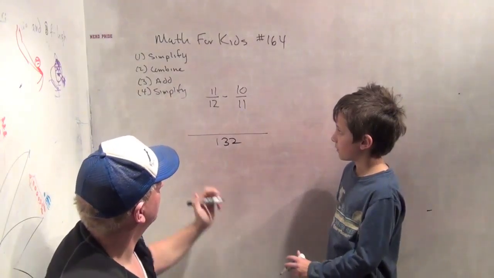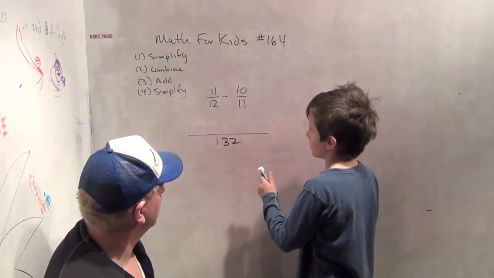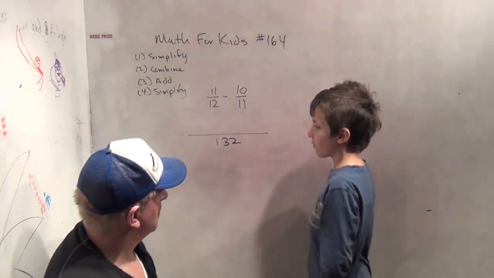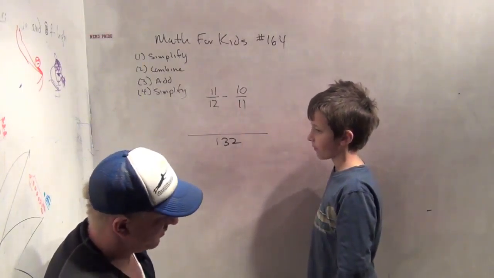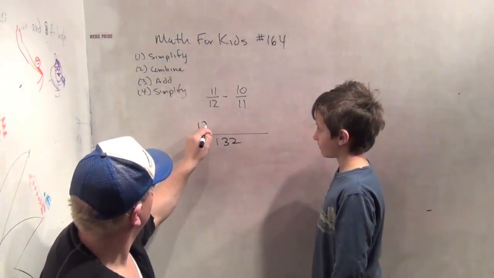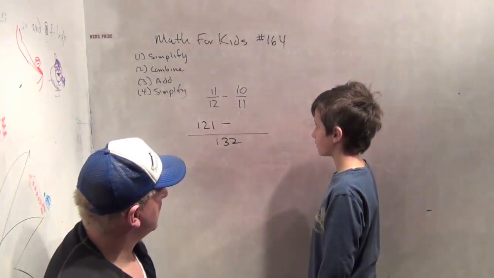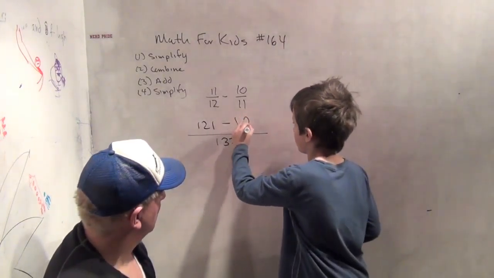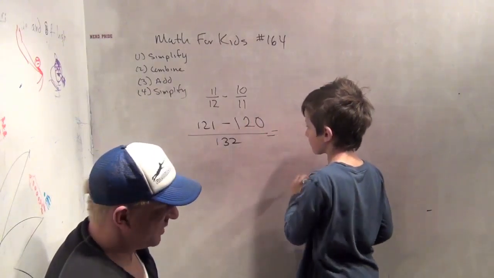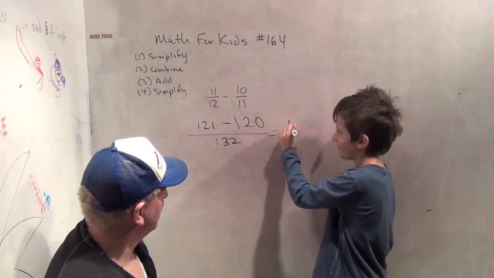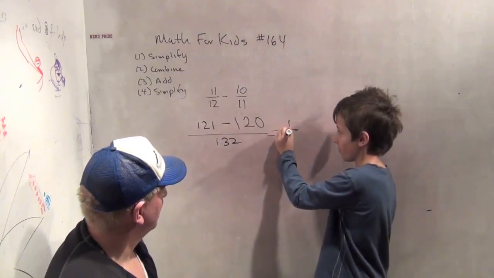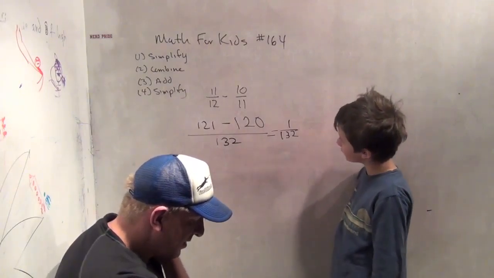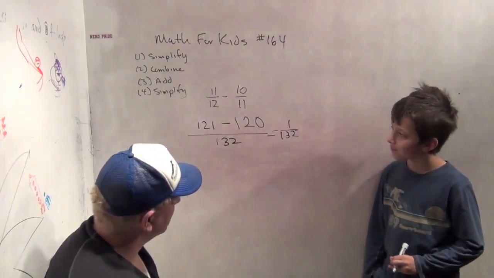And what do I get when I multiply 11/12 by 11 over 11? 11 times 11 is 121. Minus 12 times 10, which is 120. Okay, now put your thinking cap on. 121 minus 120 is 1, so you get 1 over 132. Whoa, that's really small. Yeah, that is really small.